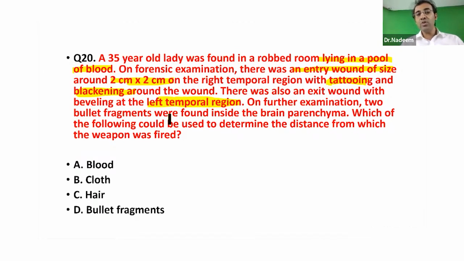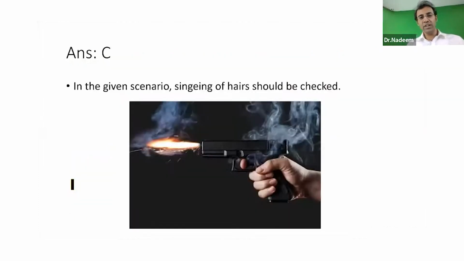Which of the following could be used to determine the distance? I want to ask you the range of firing, the range from which the weapon was fired. This question was asked in AIIMS and NEET PG also. The best out of these 4, you can use the cloth also, but here since it was in the head only, for distance the most important will be the hair.